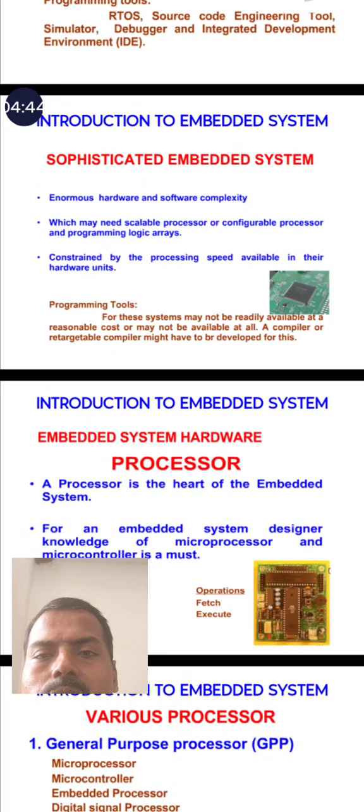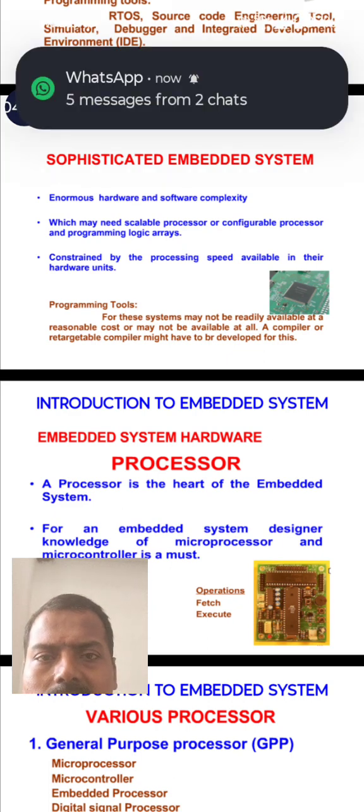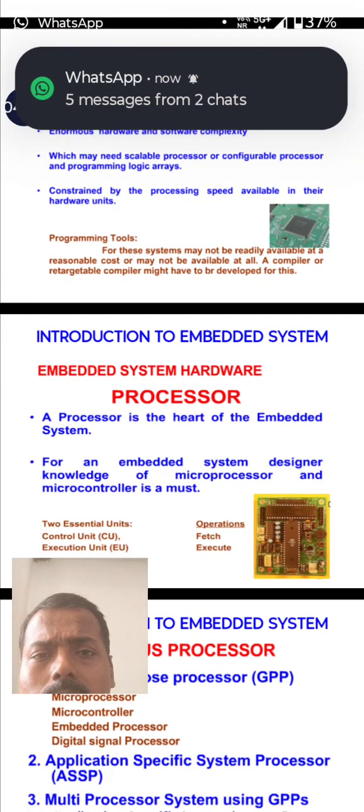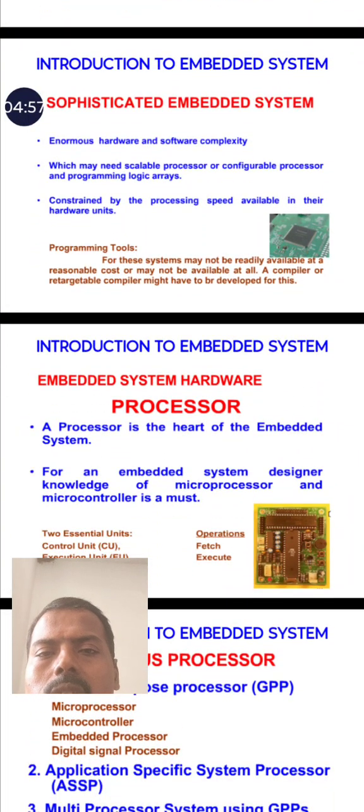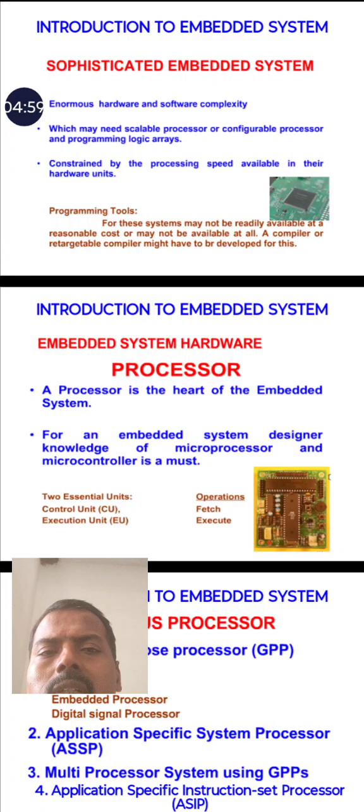Then the third one is the sophisticated embedded system. It has enormous hardware and software complexity, which may need a scalable processor or configurable processor and speed available in their hardware units. Then the tools used are, notably, at reasonable cost, and may not include all the devices: a compiler or a retargetable compiler might have to be developed as the programming tool.